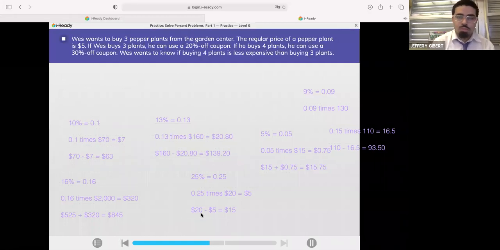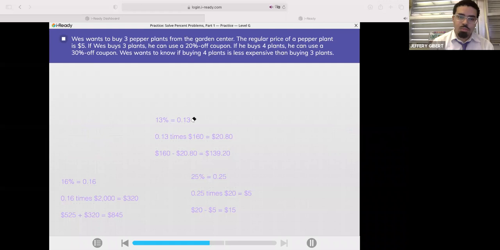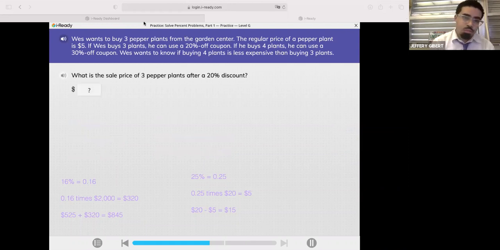Wes wants to buy 3 pepper plants from the garden center. The regular price of a pepper plant is $5. If Wes buys 3 plants, he can use a 20% off coupon. If he buys 4 plants, he can use a 30% off coupon. Wes wants to know if buying 4 plants is less expensive than buying 3 plants.